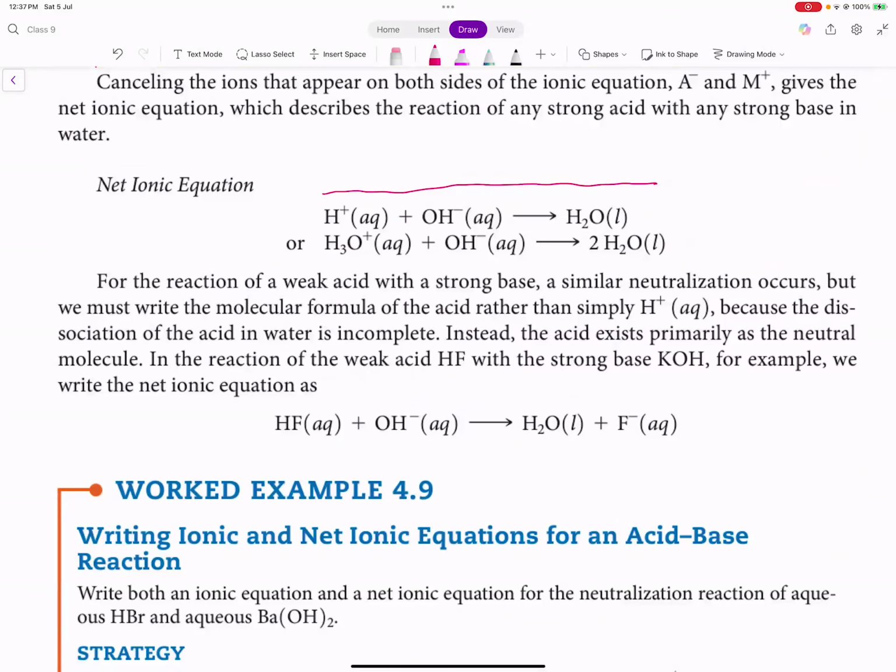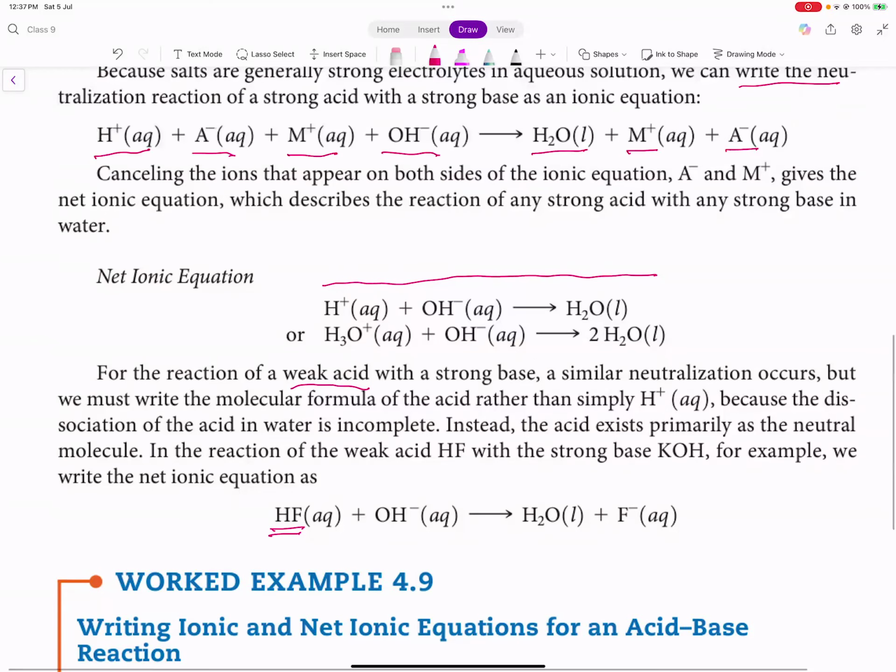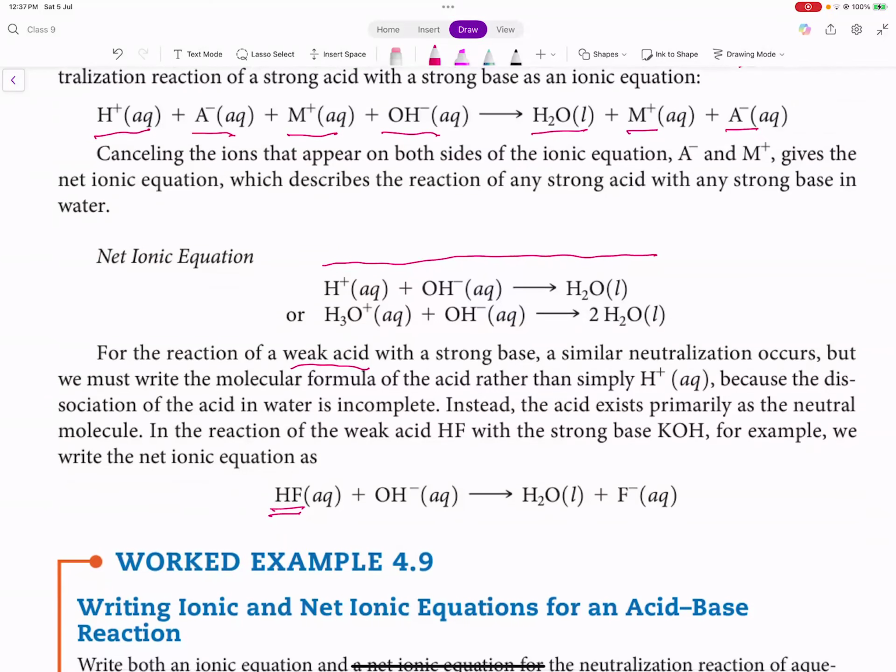Now, if the acid is weak, then I cannot write HF aqueous as H+ aqueous and F- aqueous. Plus the base I can write, whatever it is, M+ aqueous and OH- aqueous, giving H2O liquid. And again, the salt will be M+ aqueous and F- aqueous. M+ will cancel out, but F- aqueous will remain, right? So here we have this for KOH and HF, right?